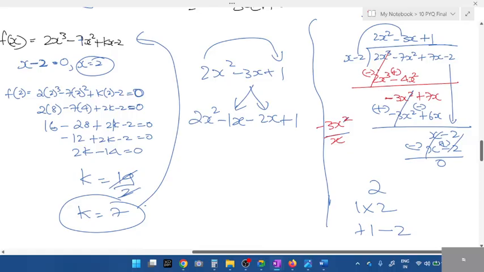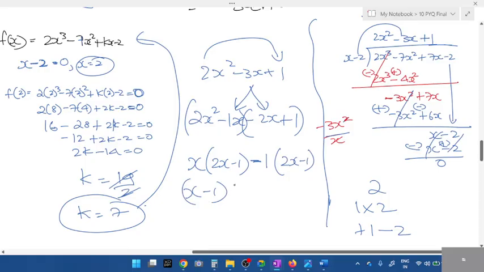Okay, just use this method, students, the long division method. There is also the factorization method as an alternate, but don't try that. It is very difficult. x is common: 2x minus 1. How do you factorize this part? If nothing is common, what do you have to take? 1. So minus 1 into 2x minus 1. x minus 1 into 2x minus 1. These are the two more factors, right?